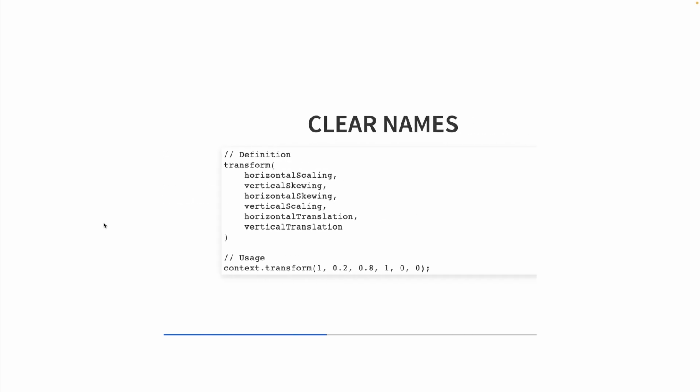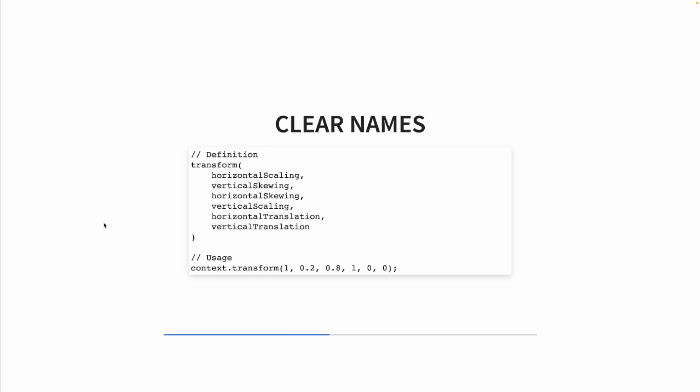How could it be better? Well, we could make some clear names. So by making the names according to their purpose for the parameters, we can ensure that the implementation of the function itself can have the parameters written clearly. However, you can see by the usage, this doesn't help usage yet.